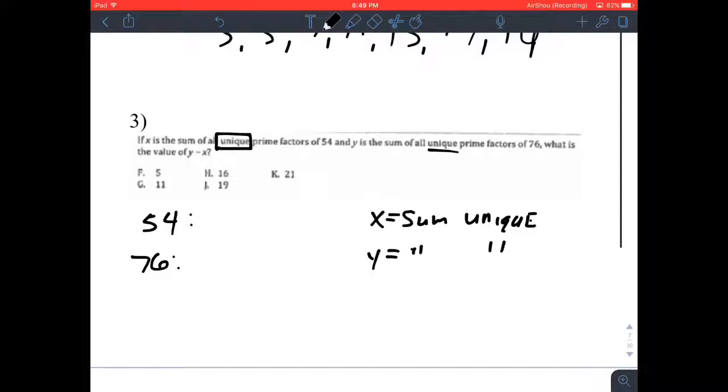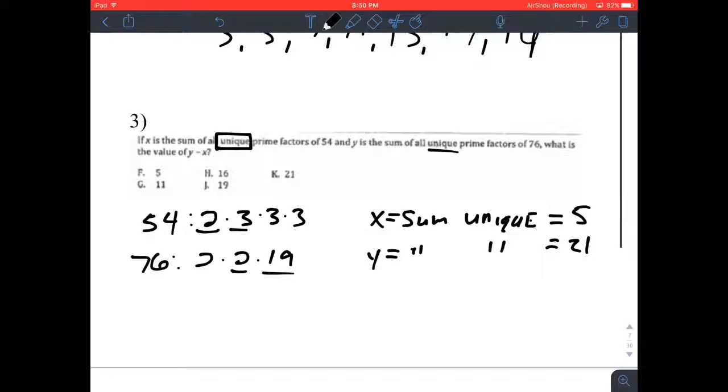54, if you break it down into a factor tree, you will find that its prime factors are 2, 3, 3, and 3. 76 is 2 times 2 times 19. So as far as unique factors of 54, there's a 2 and a 3. Unique factors of 76 are a 2 and a 19. The sum of the unique ones, which is x, is 2 plus 3, which is 5. The sum of the unique ones for 76 is 2 plus 19, which is 21. What is the value of y minus x? That's 21 minus 5, which is 16, which is answer H.